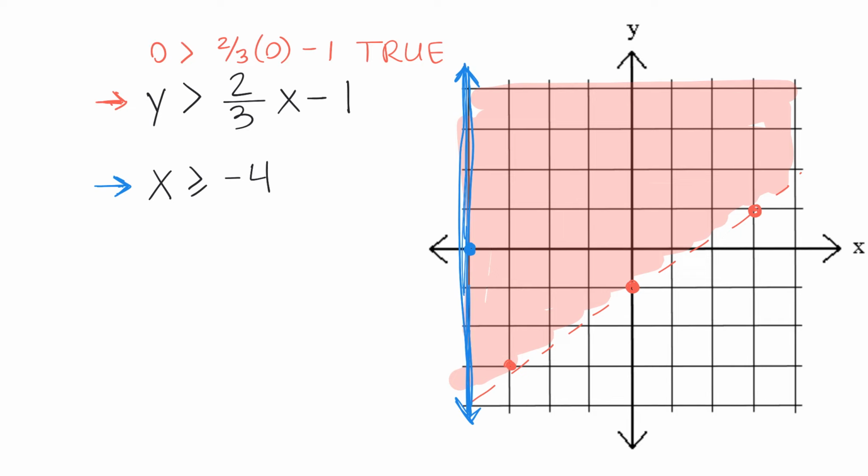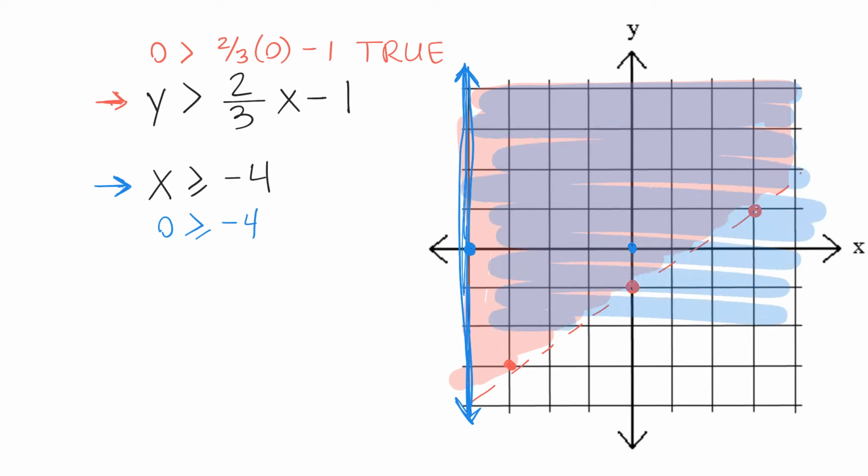Then I'm going to ask myself the same test point question, and this time I'm going to pick 0, just like I did before. Is 0 greater than or equal to negative 4? And the answer is yes, 0 is bigger than negative 4. So therefore I'm going to shade, in my other color, this entire side of the graph. Now I've shaded this whole side of the graph.